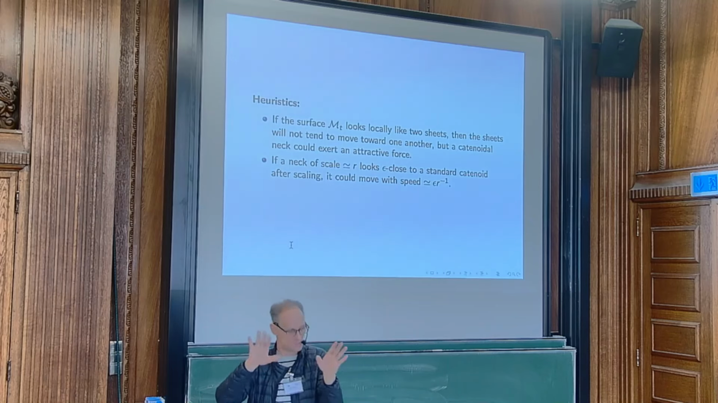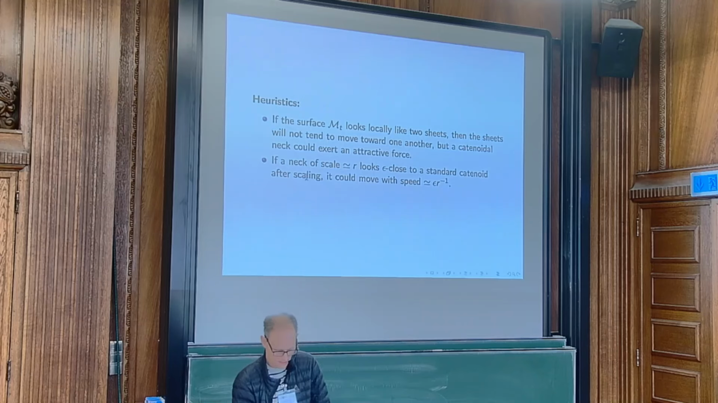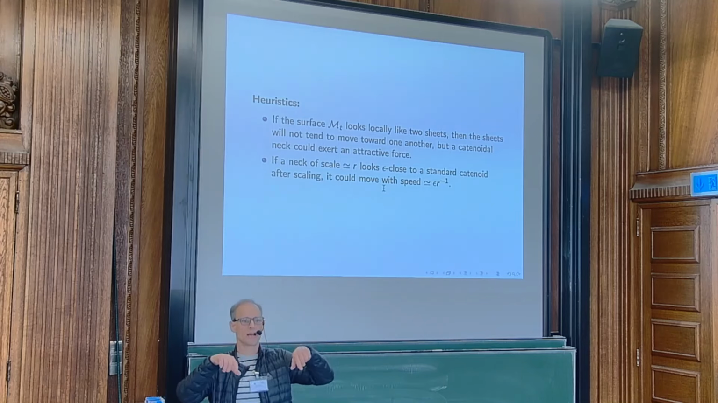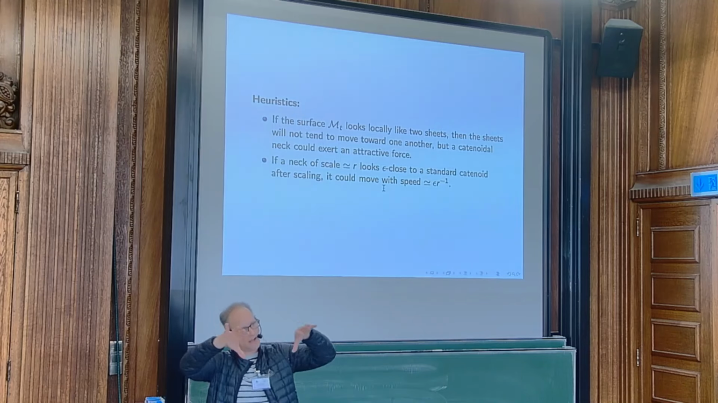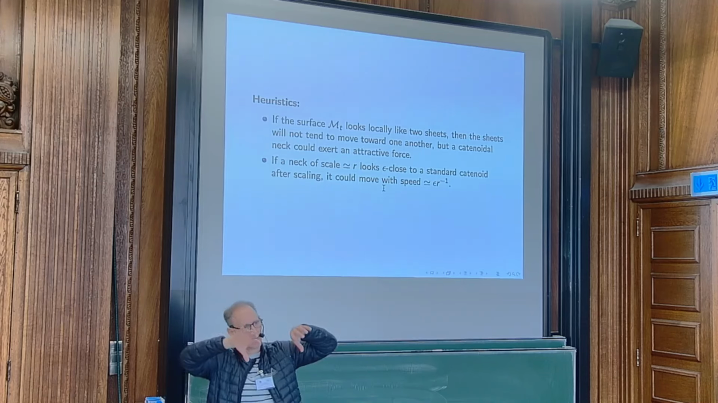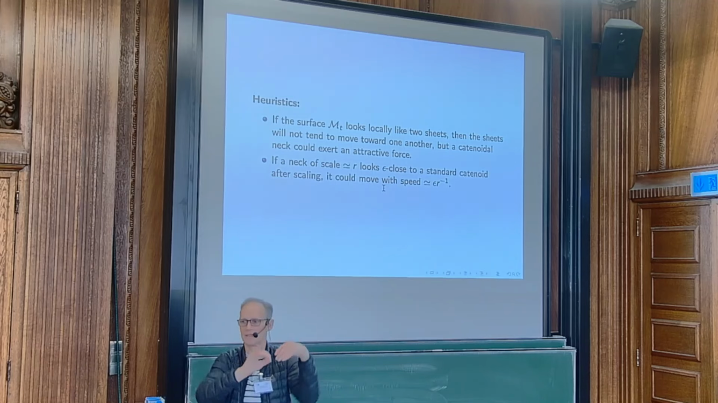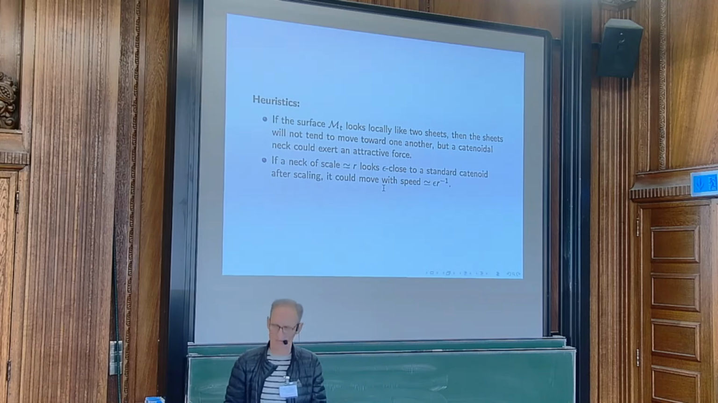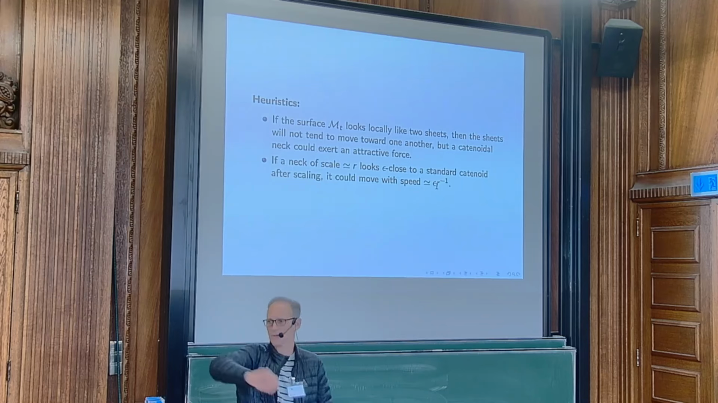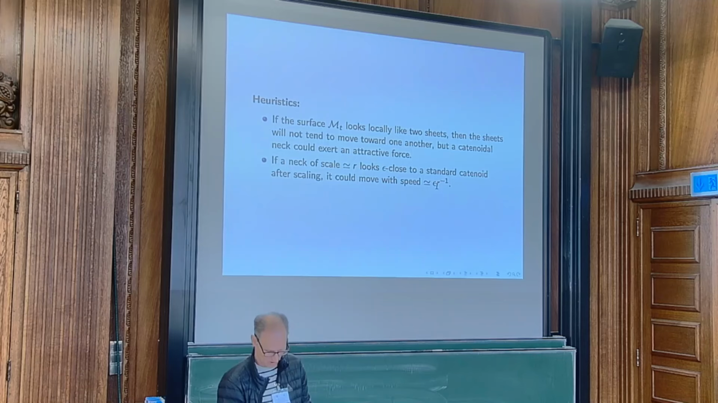And for these special examples, say the catenoidal neck has some tiny scale r, and it looks epsilon close to a catenoid after you rescale. So after rescaling, that would allow it to move at speed epsilon. That means that the original neck, just by the way parabolic rescaling works, could move at speed epsilon over r. So you could have this tiny neck that's just moving around at very high speed, which goes back to the scenario that Ilmanen was describing.